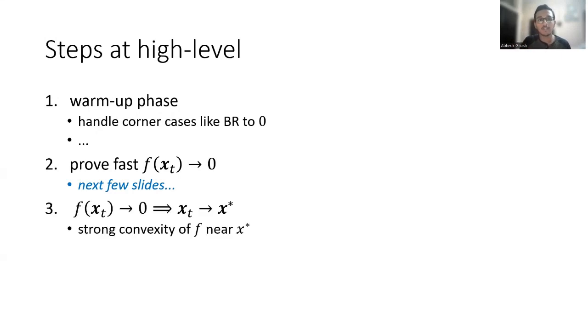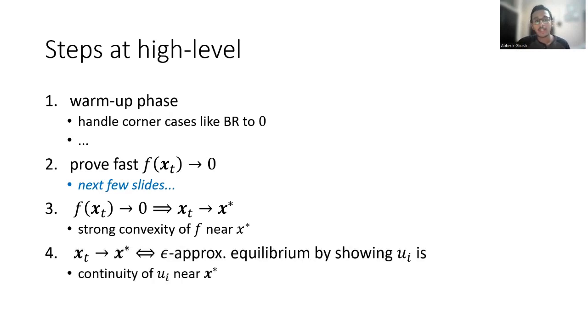Then once we have proven that the potential function is going to zero, using strong convexity of the potential function near the equilibrium, we will show that the action profile is also going towards the equilibrium profile. And finally, if the action profile is close to the equilibrium profile, then using continuity of the utility function, we show that we are at an epsilon approximate equilibrium.